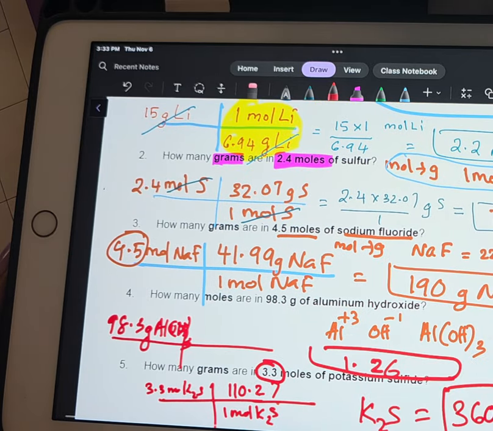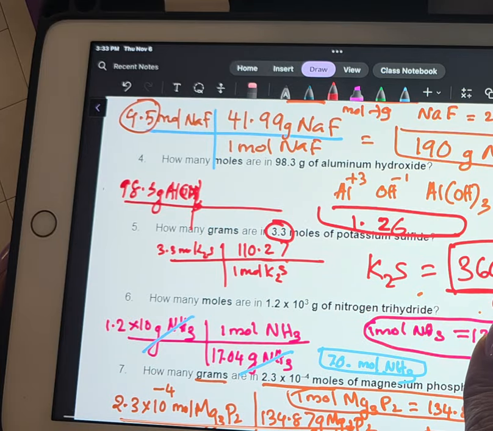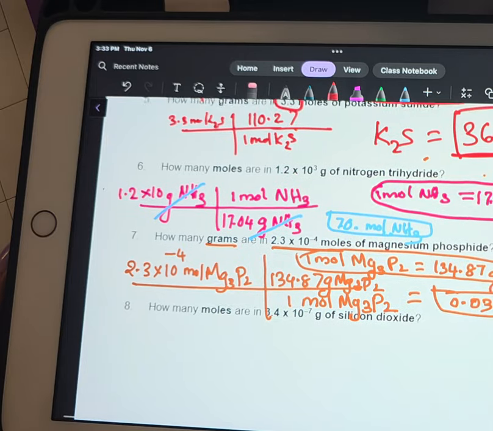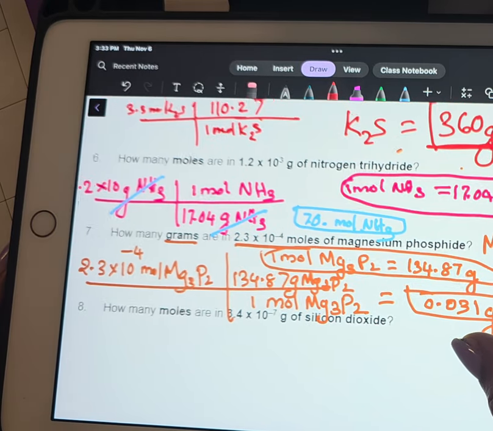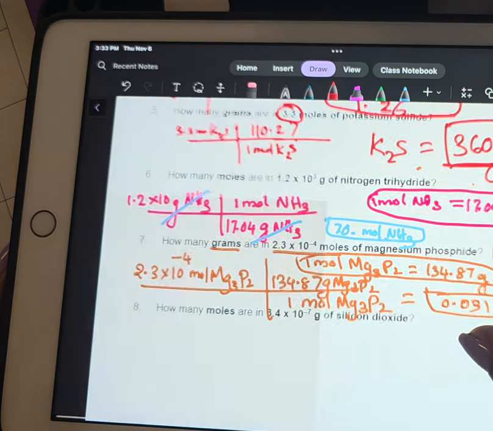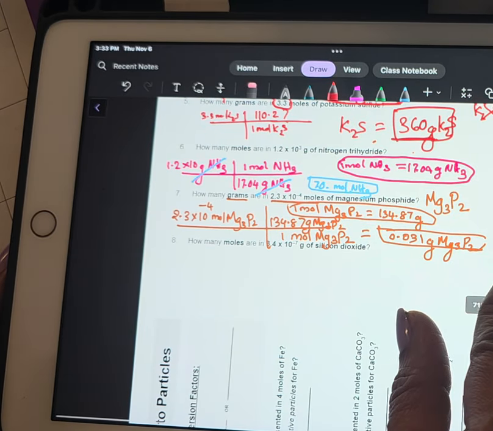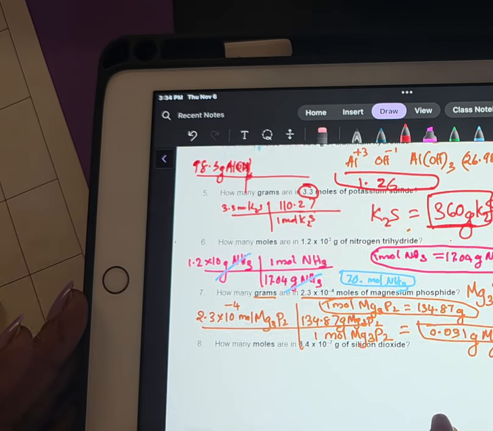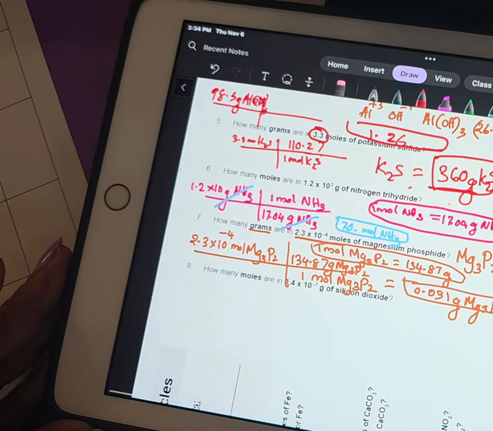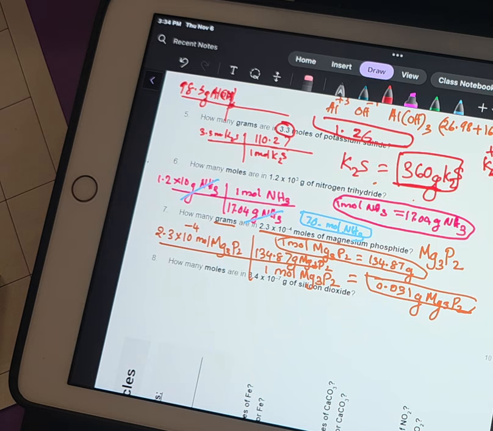Wait, what did you get for number 1.26? What? I got 2 points. Number 7 is, yes. Number 7 is 0.031. Wait, Huey, what did you get for 4? Okay, so take your time.